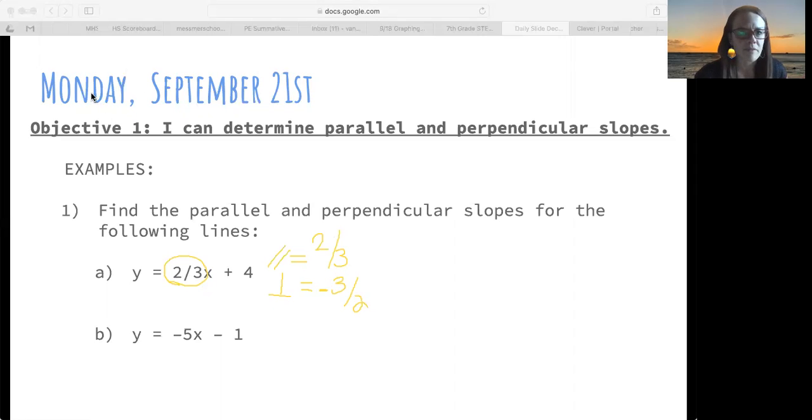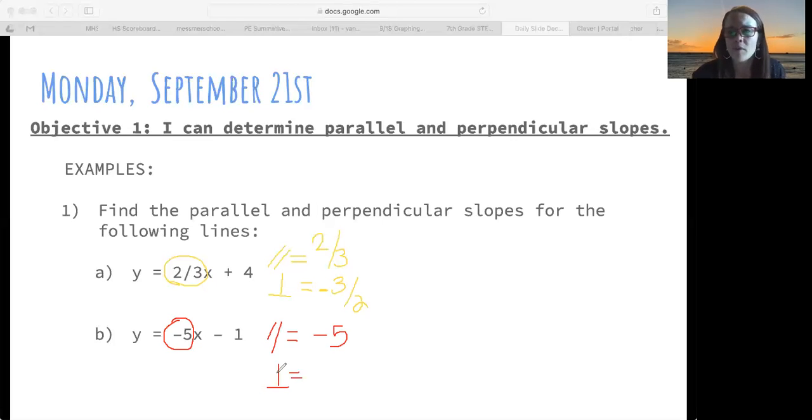Come on, get my cursor here. There we go. So a slope of -5. A parallel slope to -5 would just be -5, exactly the same. But now a perpendicular slope, okay, we have to flip this.